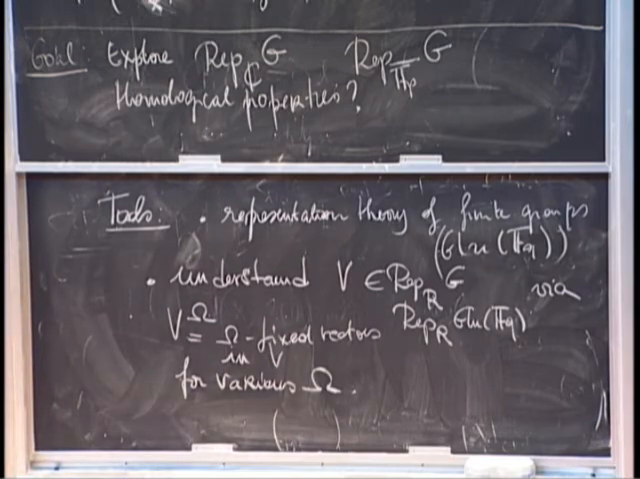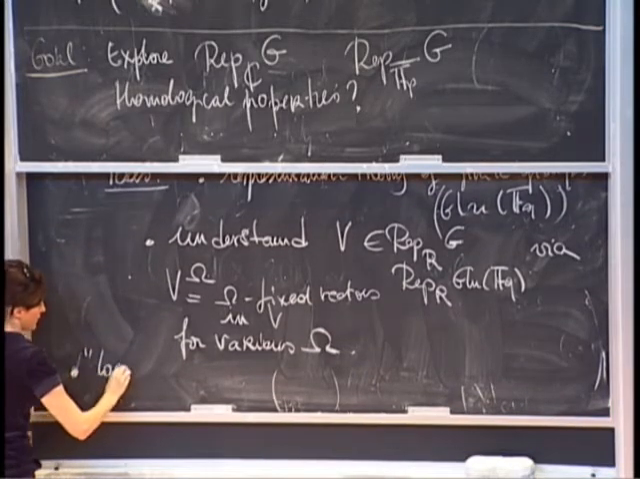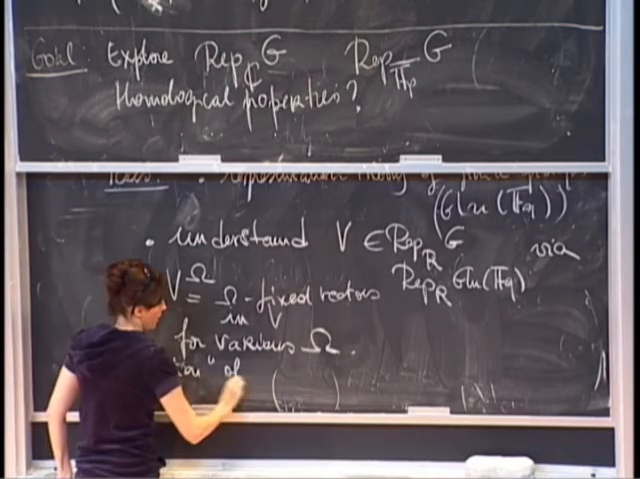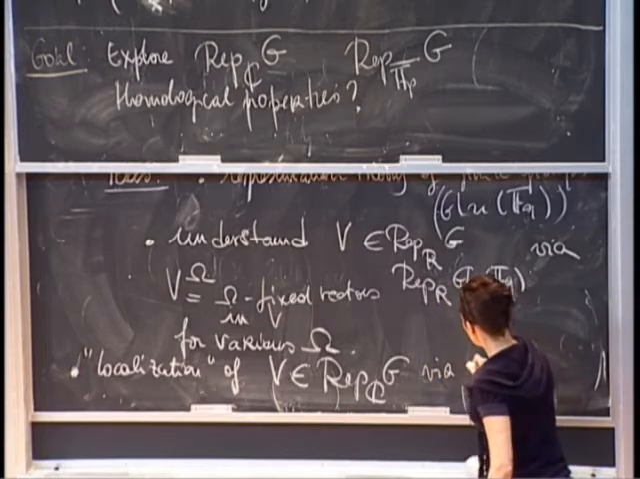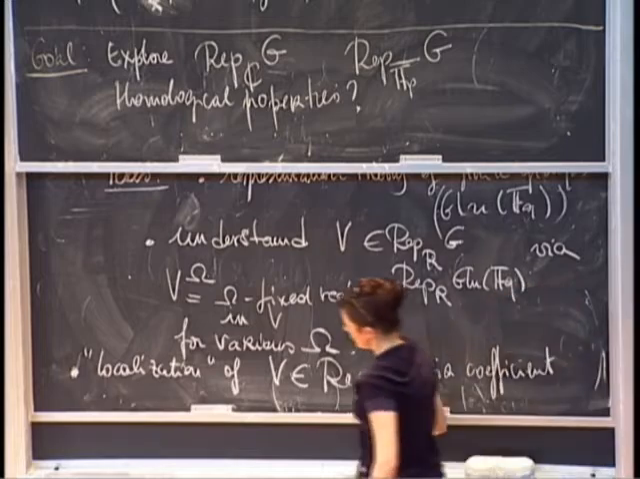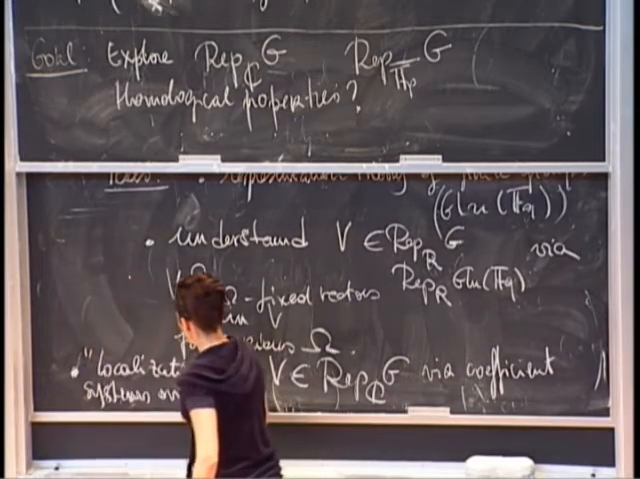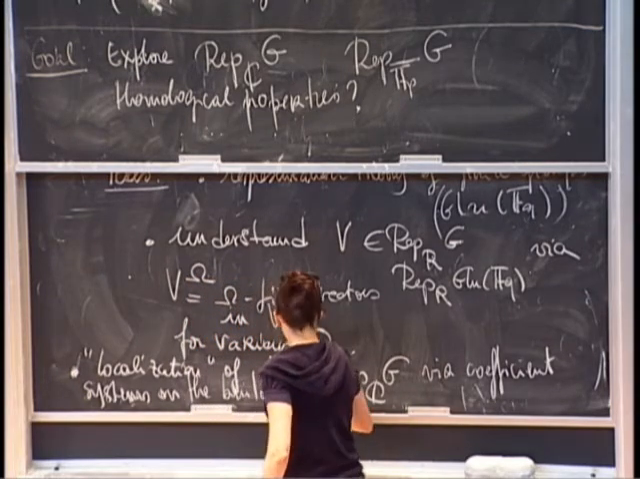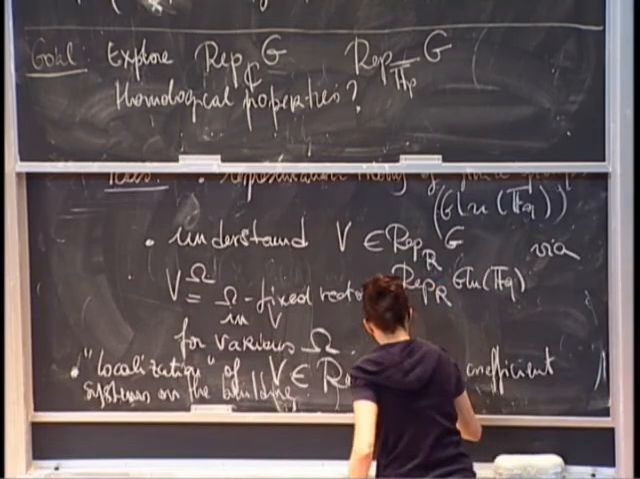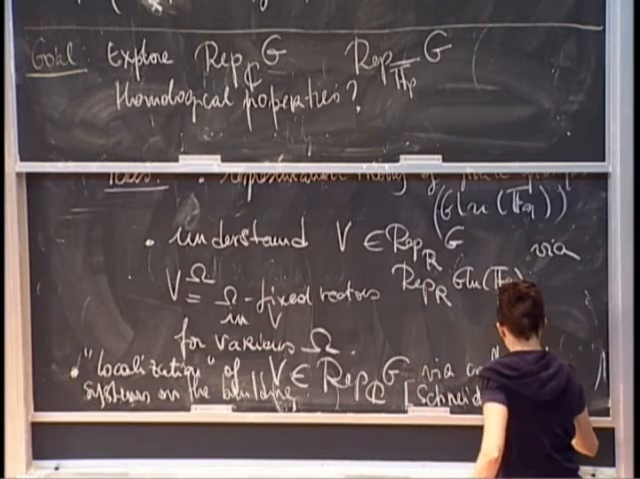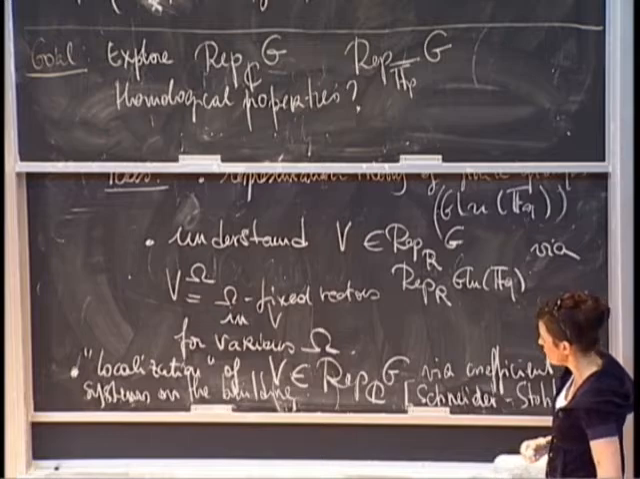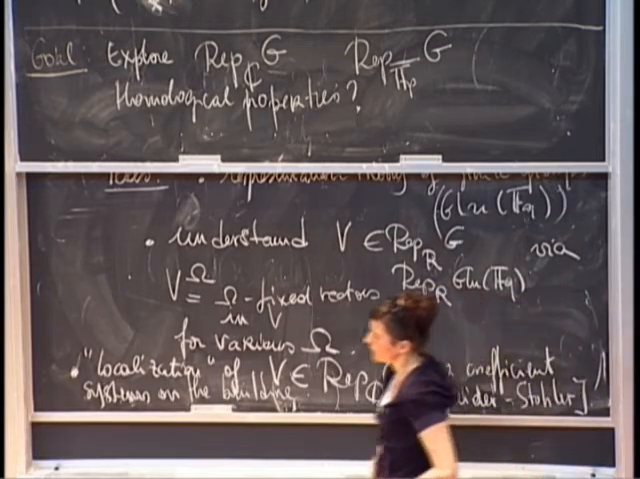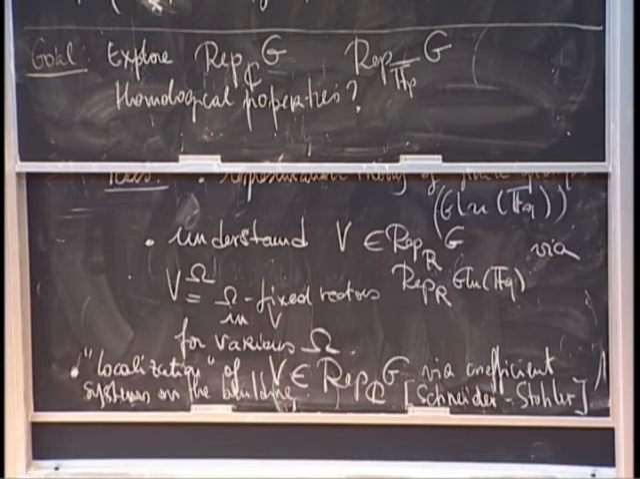And finally, I said that I want to explore some homological properties of these representations, and I chose to do it via a process of localization of representations. It will apply mostly in the case of complex representations of G via coefficient systems on the semi-simple building, and this is a method due to Schneider and Stuhler. So I said it works mostly for complex representations, and there are a few things that we can say for representations over other fields, and I'll try to mention what happens in characteristic P.